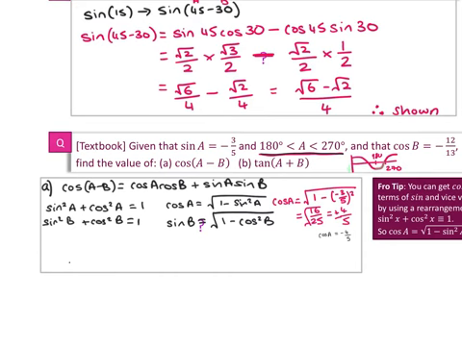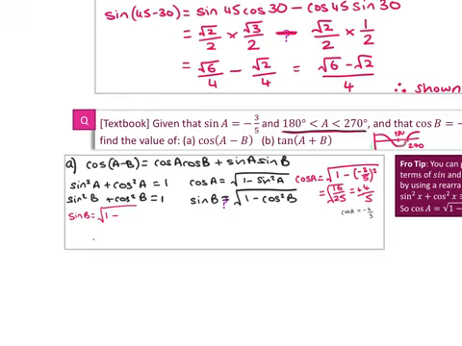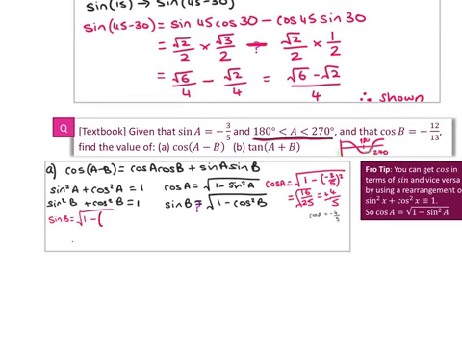Now we're going to do the same thing and find sine B. So, sine of B equals the square root of 1 minus cos squared of B. Now, it tells us that cos of B is minus 12 over 13, so it's minus 12 over 13 squared. Okay, so we're going to get sine of B equals 1 minus 144 over 169, which is 25 over 169, square rooted, which is in fact plus or minus 5 over 13. Okay, again, use your calculator for that.